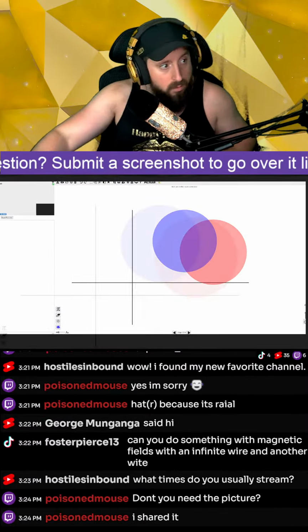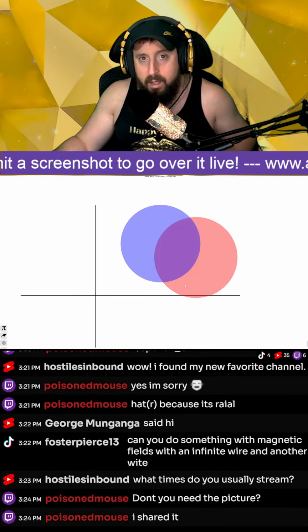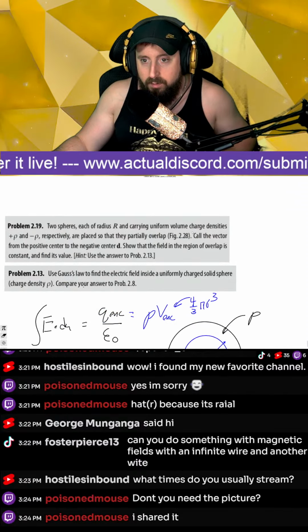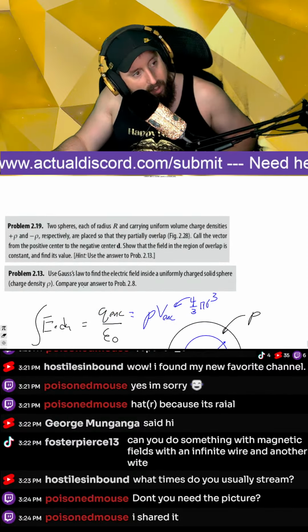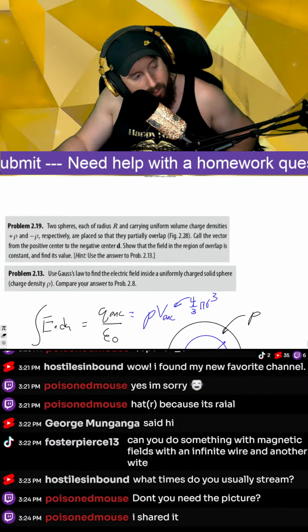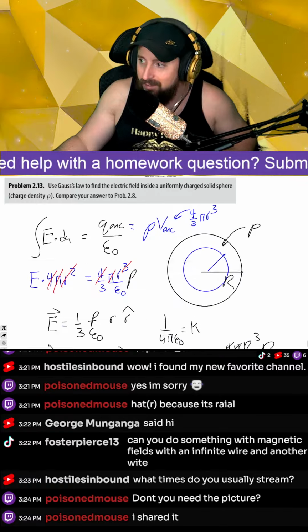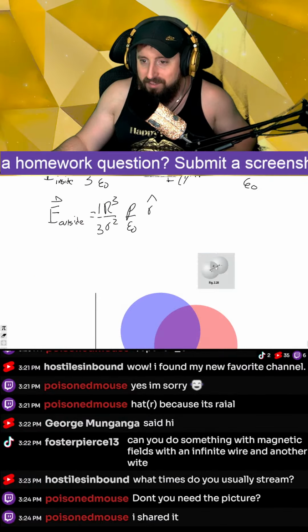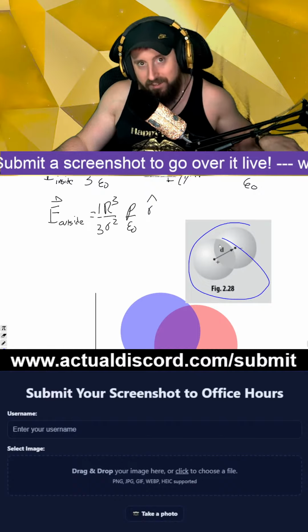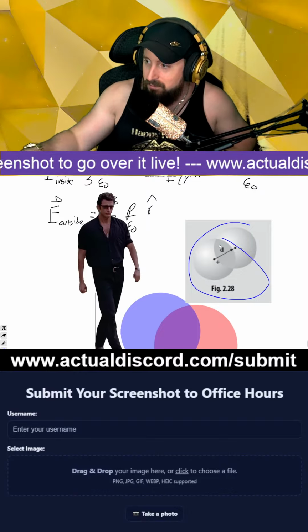I don't need the picture. I can create the picture. I already know what's happening. Oh, they did give us a figure. Where did you share the figure? Oh, here. I don't know, but this figure is kind of garbage. Mouse, this is the figure. It's not even shaded or anything.